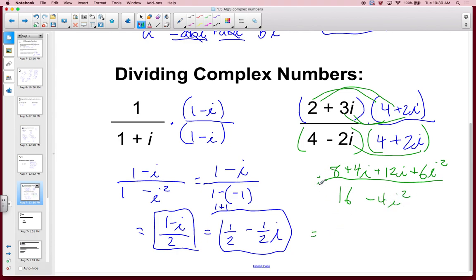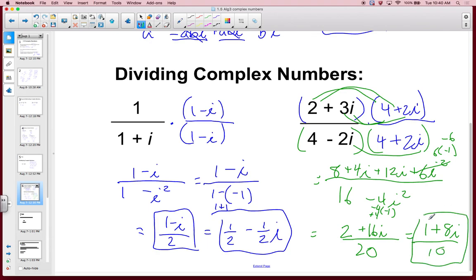All right, simplifying this a little bit more, 6 times i squared, that's a 6 times a negative 1, which is a negative 6. So we have 8 minus 6, which is a 2. 4i and 12i will give us a 16i. All over, this is a negative 4 times a negative 1, which is a plus 4, so 16 plus 4 is a 20. Okay, we could take a 2 out of everything. We get 1 plus 8i all over 10. Here we go.